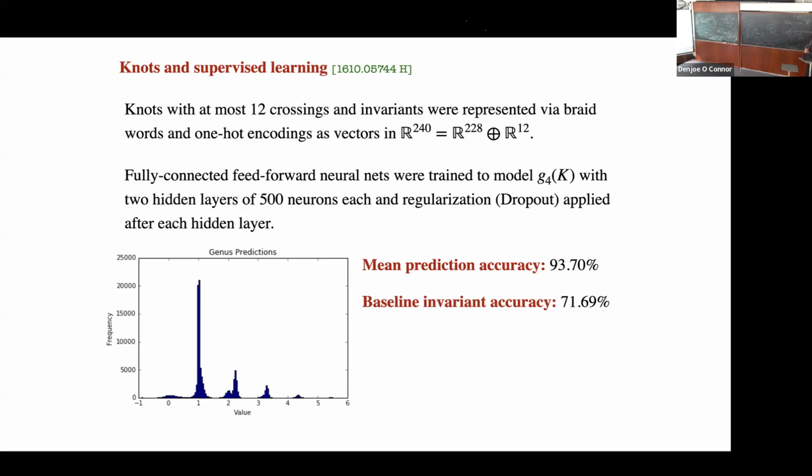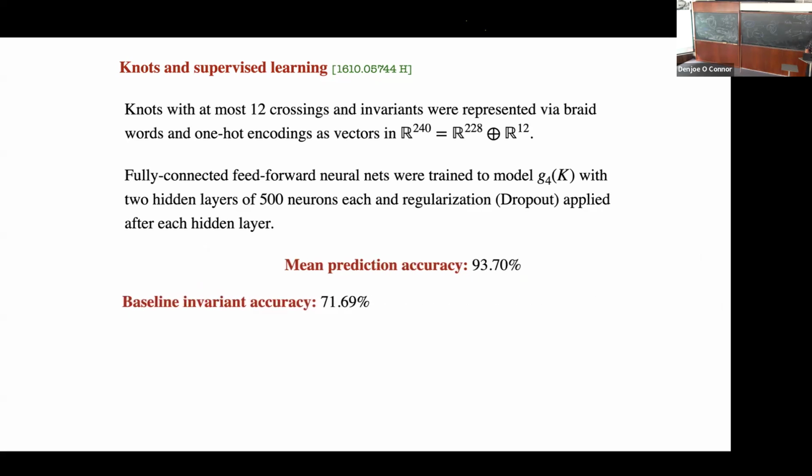The initial experiments we ran were able to predict the slice genus with about 93% accuracy. If you look at the invariants that knot.info had, and ask what would be my best guess if I just looked at these invariants and understood the relationship between these invariants and the slice genus, the best you can do in that way is about 71%. So the neural networks are able to learn some information a lot better than what's just contained in the invariants.